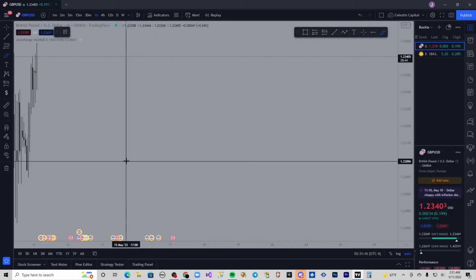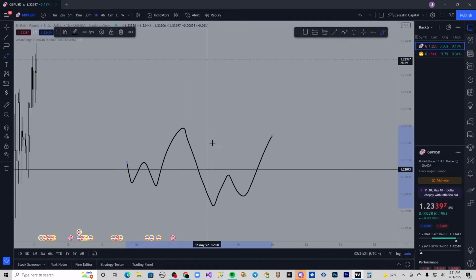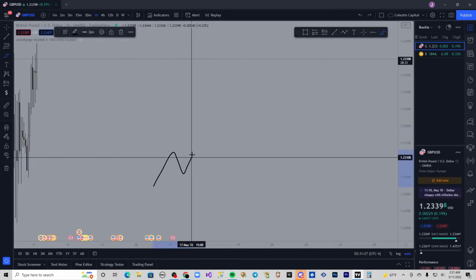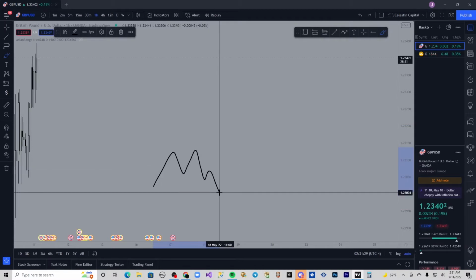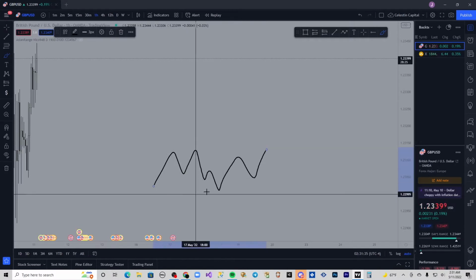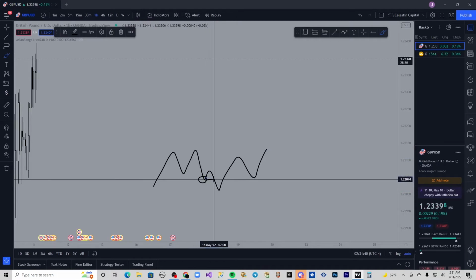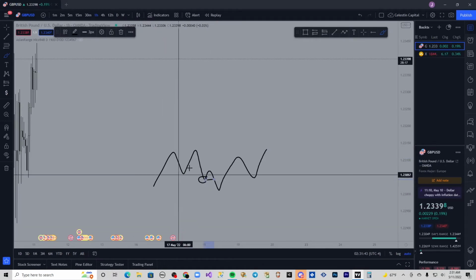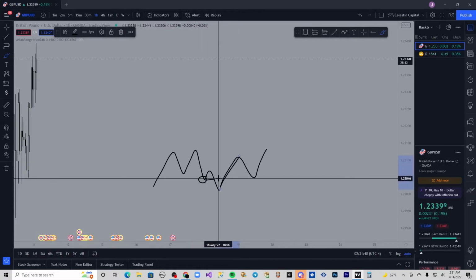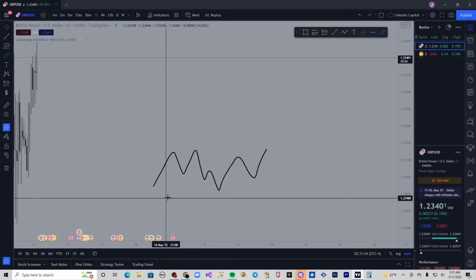So let's say we have some kind of distribution here. Or in this case, we have some manipulation happening. And let's say that within this manipulation, something like this happens, where price goes below a low, but it comes back up. A lot of people would say that price broke structure below this low. In this case, it's not the case.